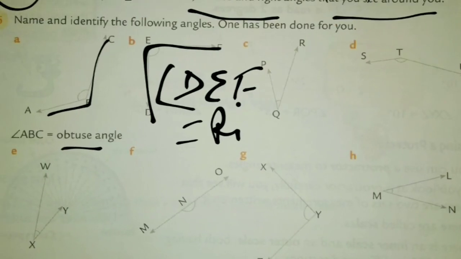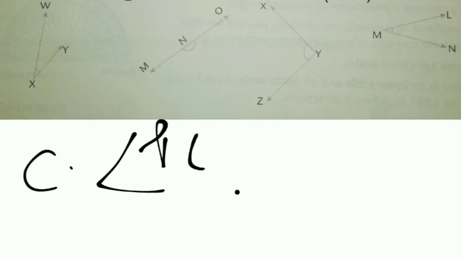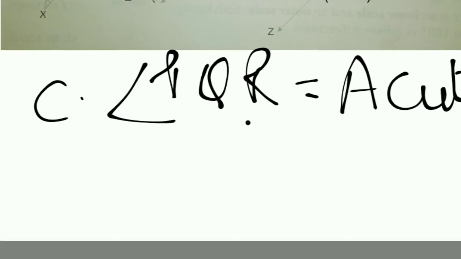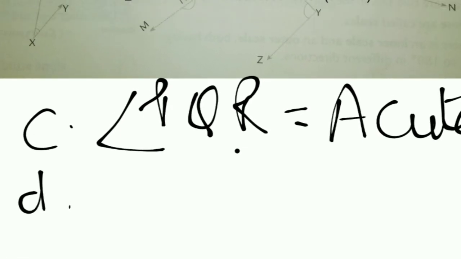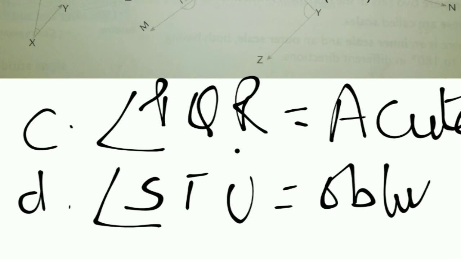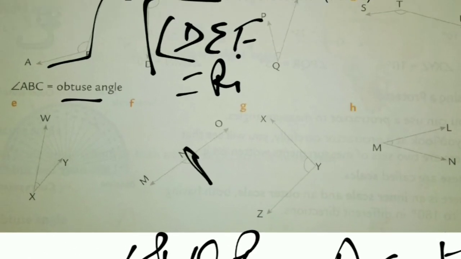Okay, next one is the C. How the C we will write? We can write like this, PQR equals to acute angle. Next is D. How this D we can write? STU is obtuse angle. We can write like this, obtuse angle, and the middle point represent as angle only.